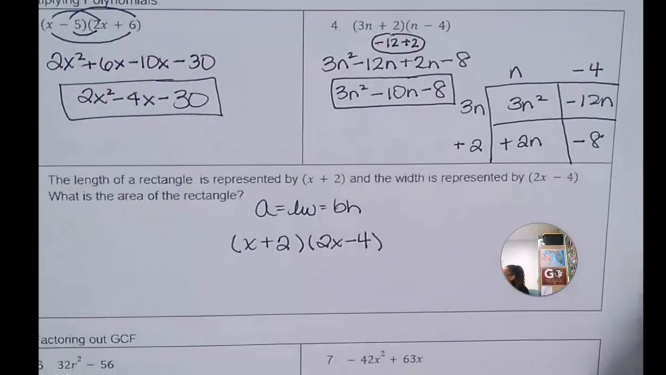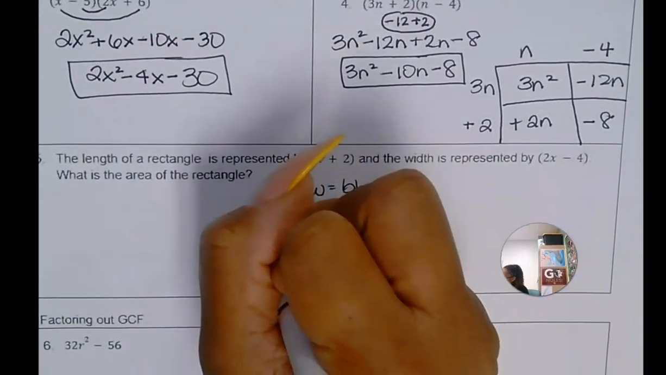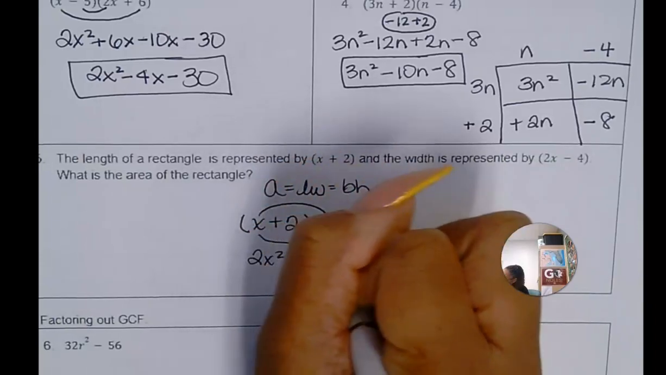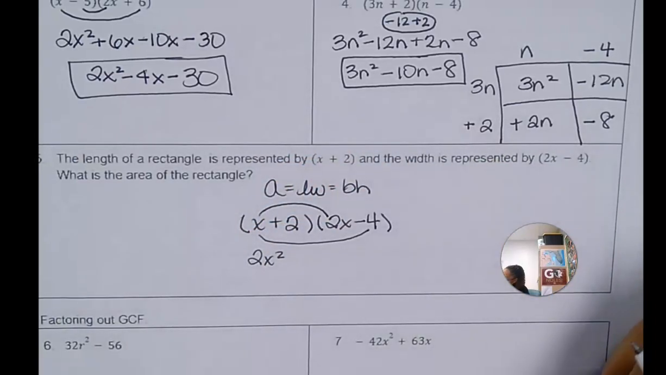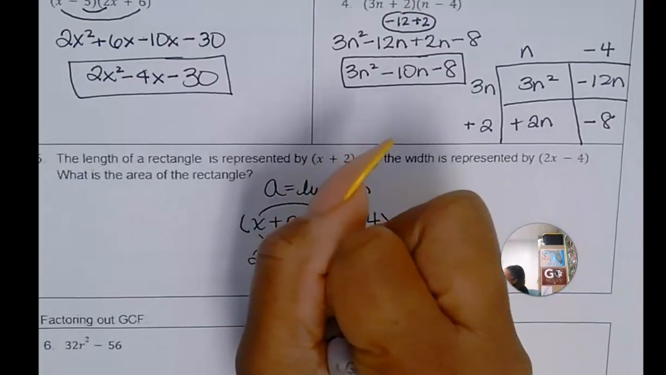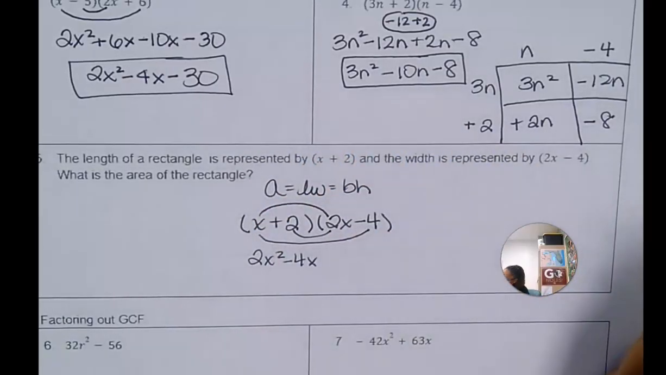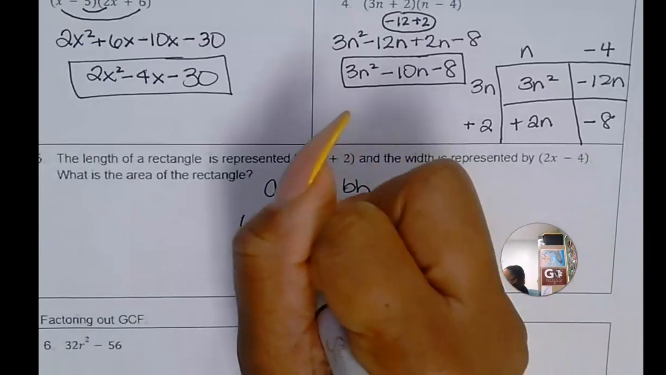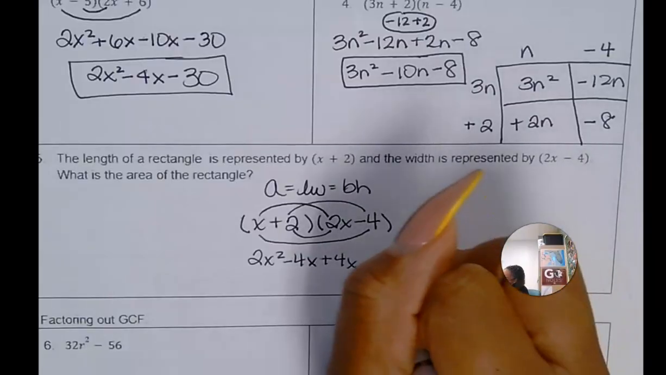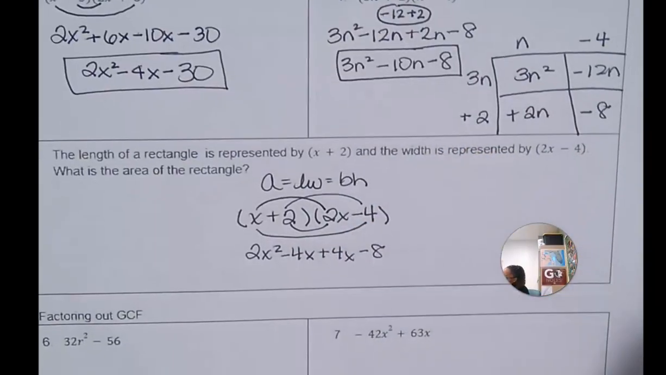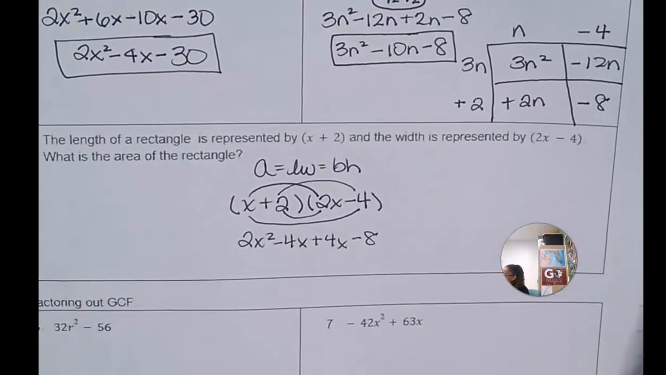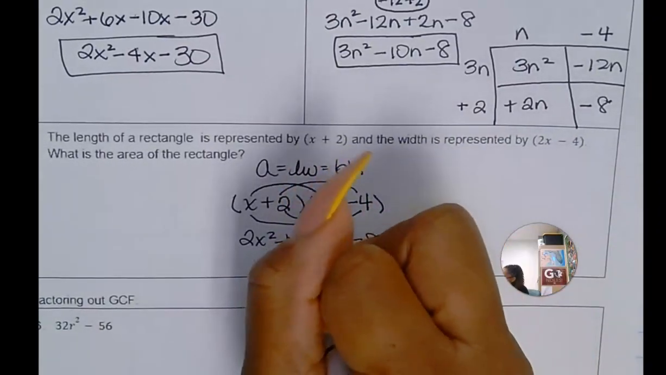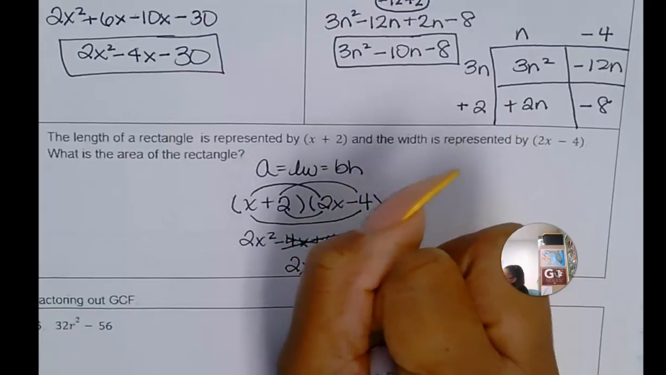Okay, let's distribute x times x, or 2x. X times negative 4. 2 times 2x plus 4x, and then 2 times negative 4. Good, y'all. What happens to the middle terms? They go away because there's 0 pair. Who's left? Good.